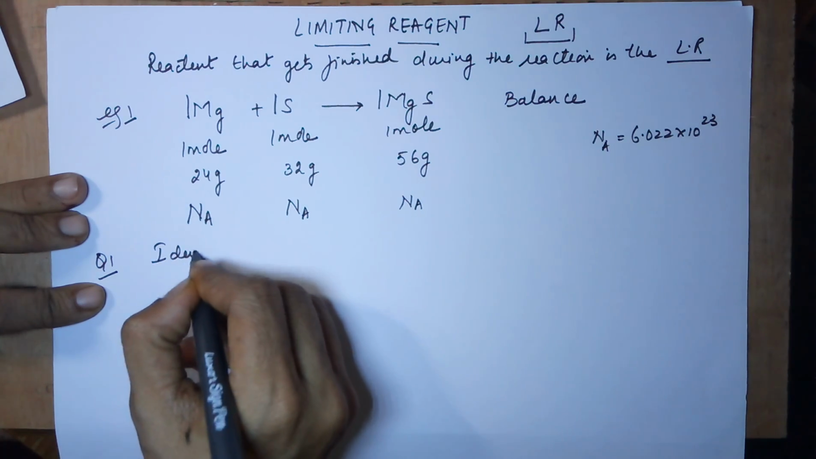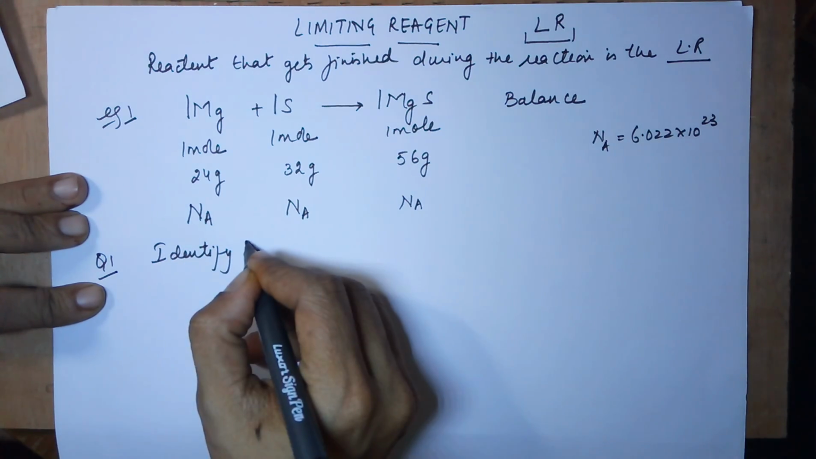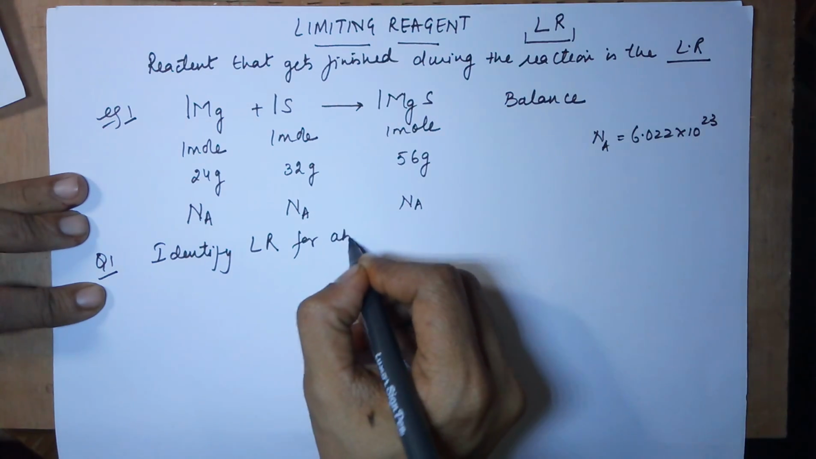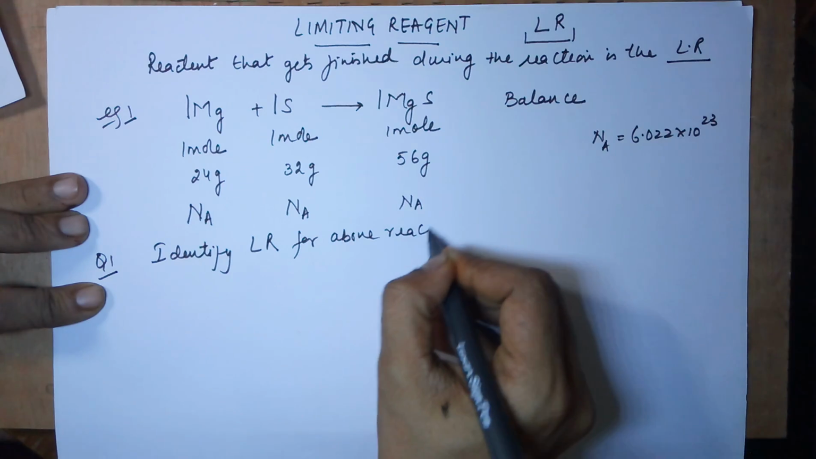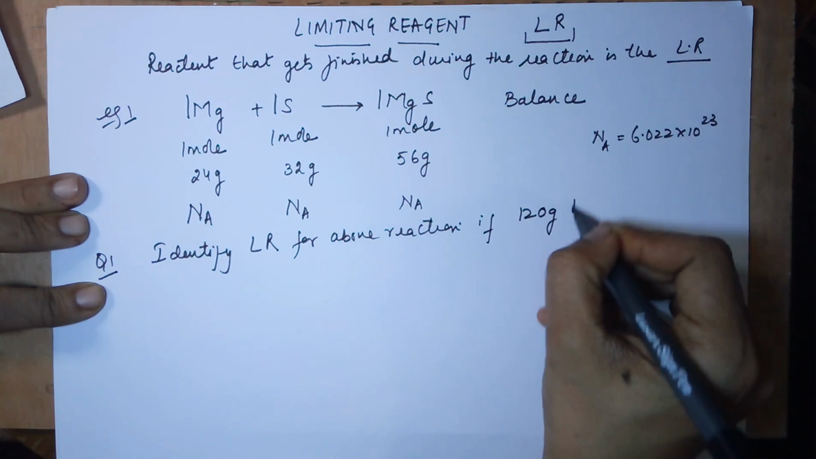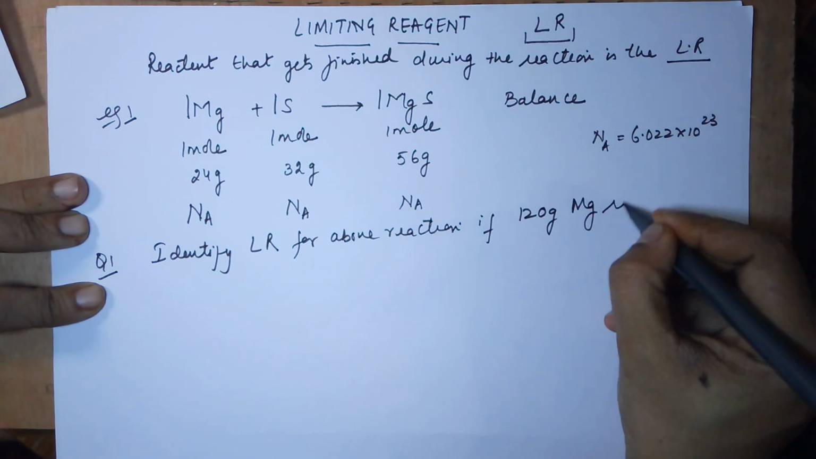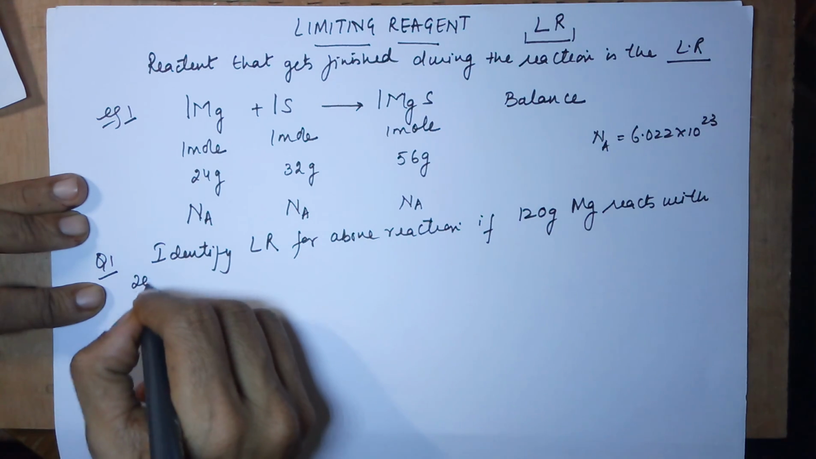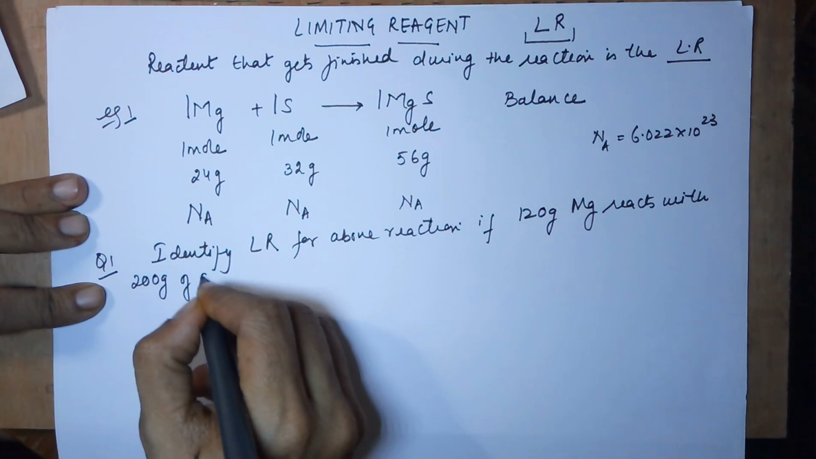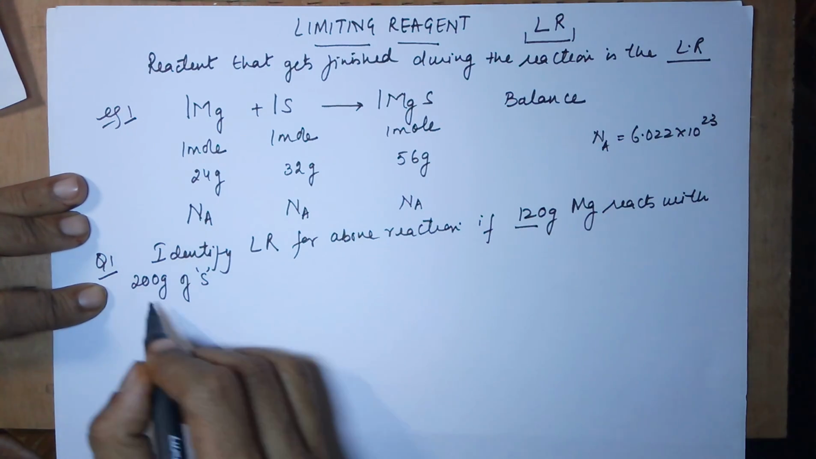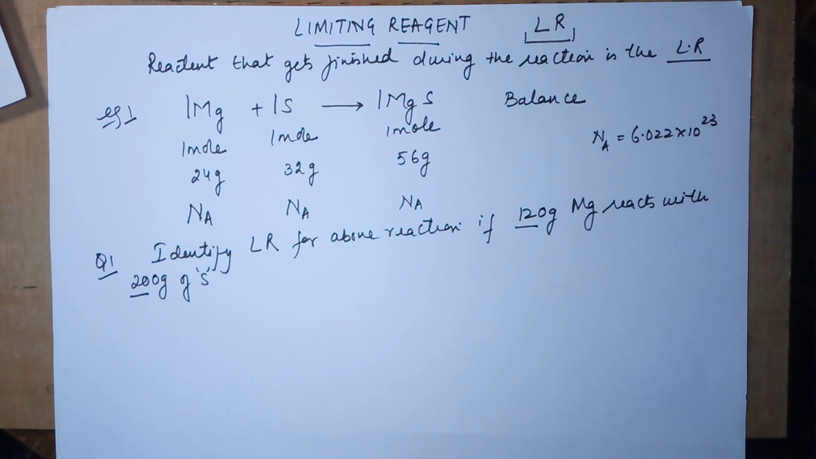You have to identify the limiting reagent for the above reaction if 120 grams magnesium reacts with 200 grams of sulfur. If 120 grams of magnesium combines with 200 grams of sulfur is the question given to you.